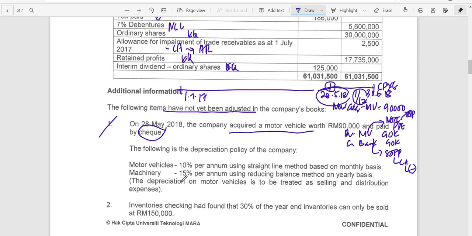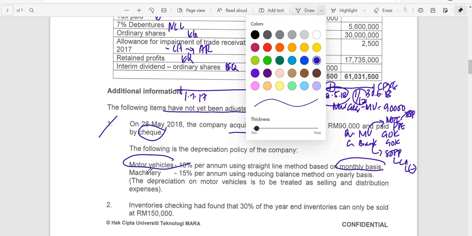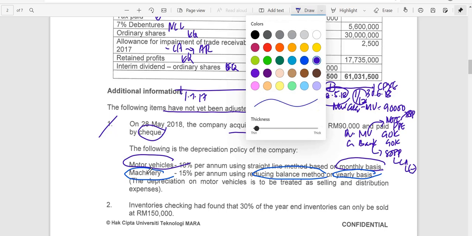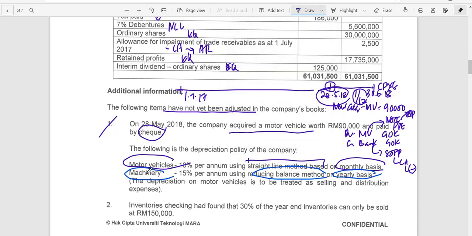So we're going to calculate the depreciation as we do the workings for our depreciation. Since depreciation, you are informed what is more important is it was monthly basis for motor vehicle, and for the machinery, that is yearly basis, and that was reducing balance method. So it means that it will be depreciated on the carrying amount. For motor vehicle, that was straight line method. It will be depreciated based on the depreciable costs.